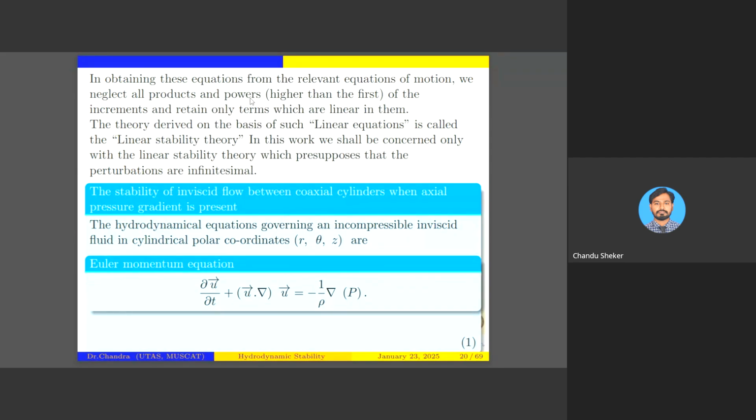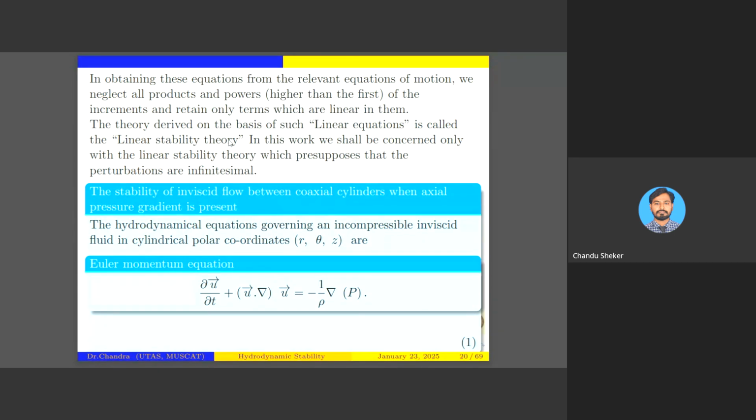all the products and powers higher than the first. Means we are considering only the linear terms of increments in the equation. So the theory behind this is based on linear terms. It is called a linear equation. Actually we are only considering the linear equations, so we can say the theory is called the linear stability theory.